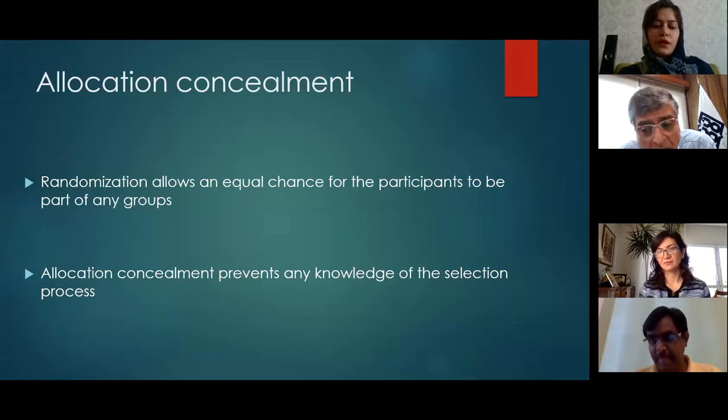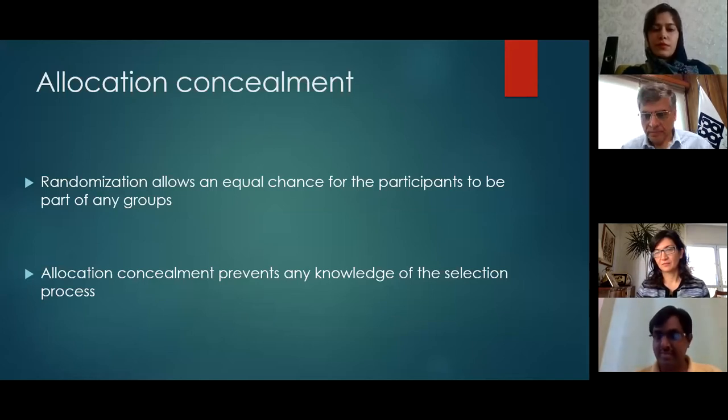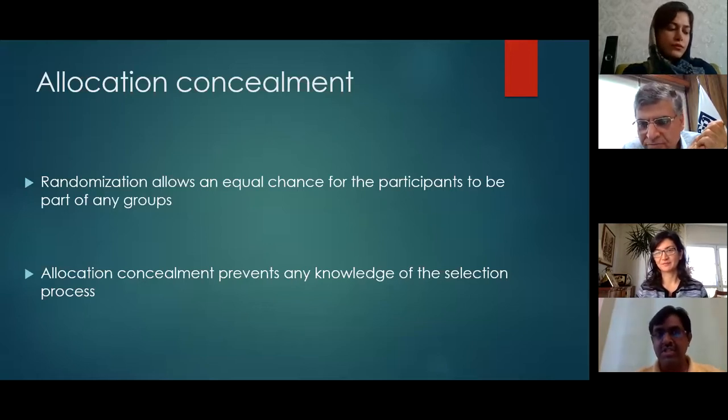Can we call it blindness as well? Is it similar to blindness? A little bit similar to blindness, but blindness is an overall word. For example, for the outcome assessor also, the word blinding will fit. Allocation concealment is the blindness for patient selection, and for how the groups will be allocated. That is why it's allocation. So the patient does not know which group and which tablet is going to them.